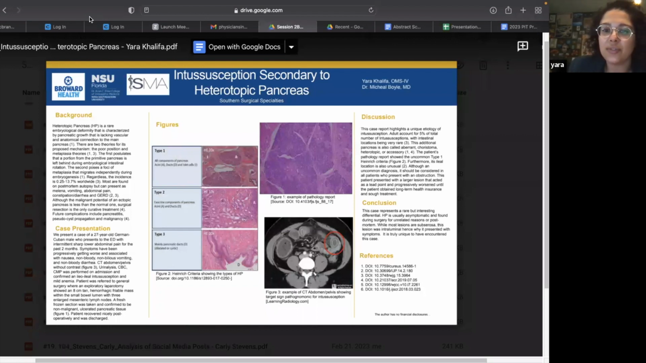To conclude, this was a very interesting case. It's usually asymptomatic, but can cause issues, like an intussusception or another illness. It was a very unique case, and thank you for allowing me to present this.